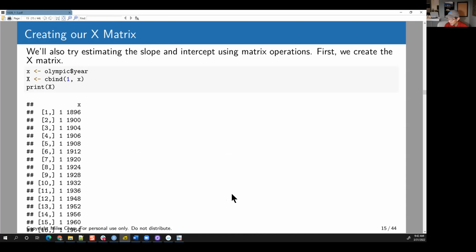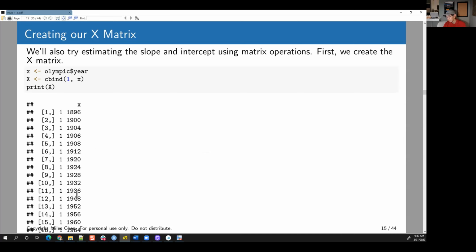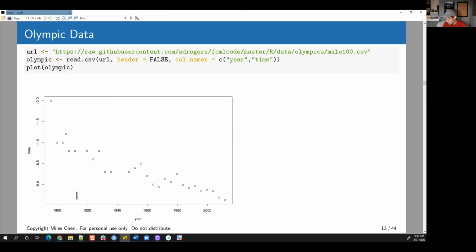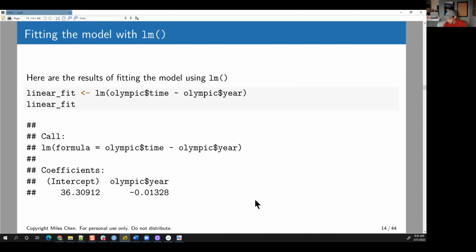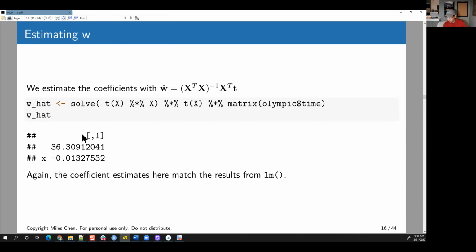Okay, so what we'll do is we will do the matrix operations. And so again, I'm going to take my X values, which goes from 1896 up to, I think, 2004 or 2008 in our data set. Let's see. Maybe 2012. Okay, 2004, 2008, 2012. So we'll take those values. We create a column of ones. So I'm going to just bind 1 to our X values. And then we'll go through the process and we'll do X transpose X inverse X transpose T.